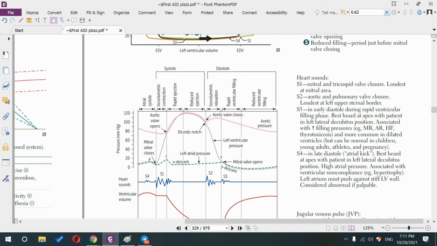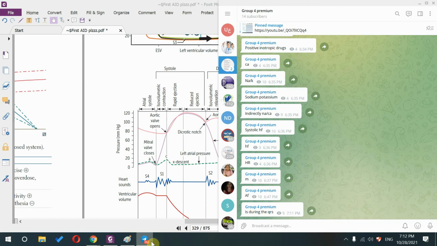Okay, so heart sounds. S1: mitral and tricuspid valve closure. Loudest at the mitral area. Where is the mitral area? It's near the apex. Where is the apex? It is at the 5th intercostal space, 2.5 centimeters right to the mid-clavicular line. On the left, of course. If it was exactly what I just said, and it was on the right, which condition would it be? Let me see Telegram answers.